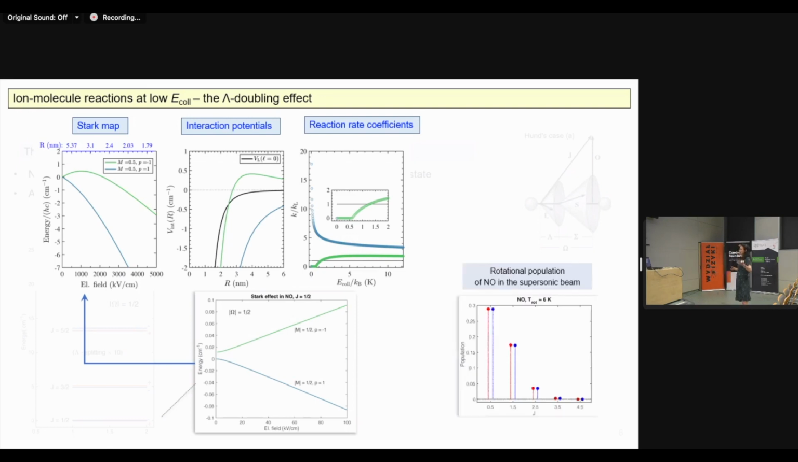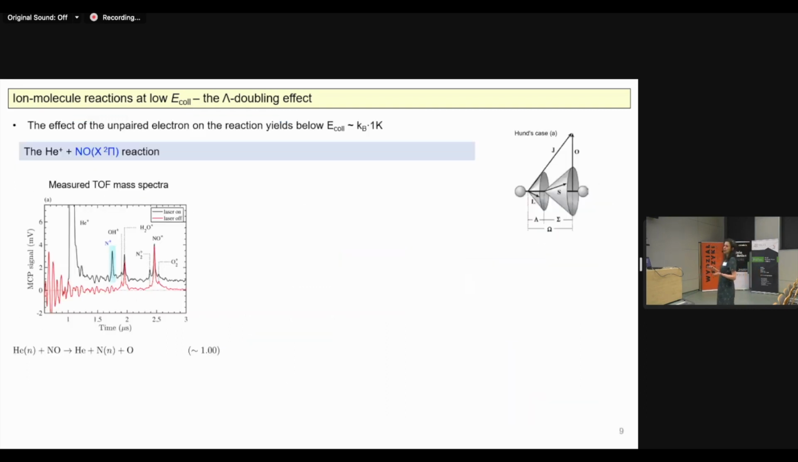So in our system, we have a supersonic beam of nitric oxide, but there is a significant population in this J=1/2 state. And then in the J=3/2, a similar effect also occurs. And basically, we're in a situation where these very highly enhanced states take over and dominate our behavior. So a little bit about the experimental data.